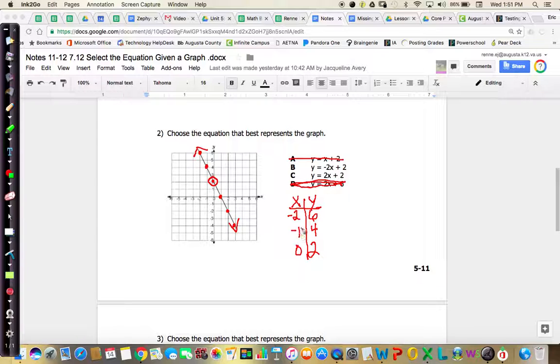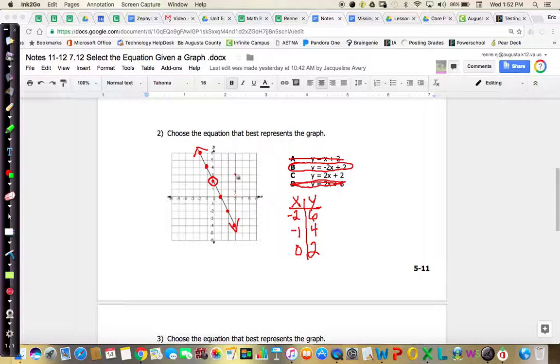-2 times -1 is +2. Plus 2 is 4, so it works. And -2 times 0 is 0. Plus 2 is 2. So it works for each one. So let's circle choice B. And let me just make sure this one doesn't work. So 2 times -2 is -4. -4 plus 2 is -2. So it clearly doesn't work.